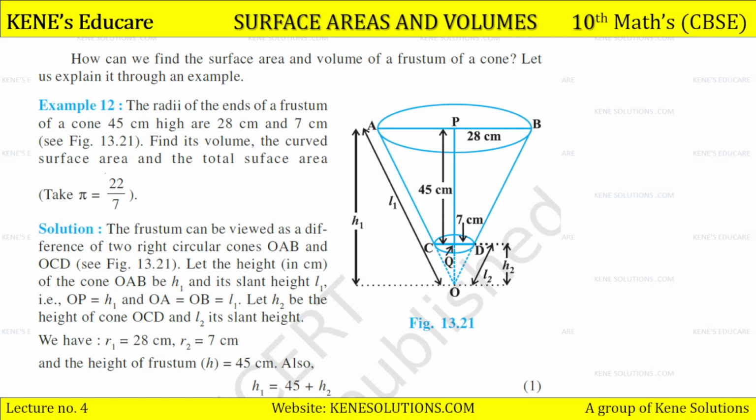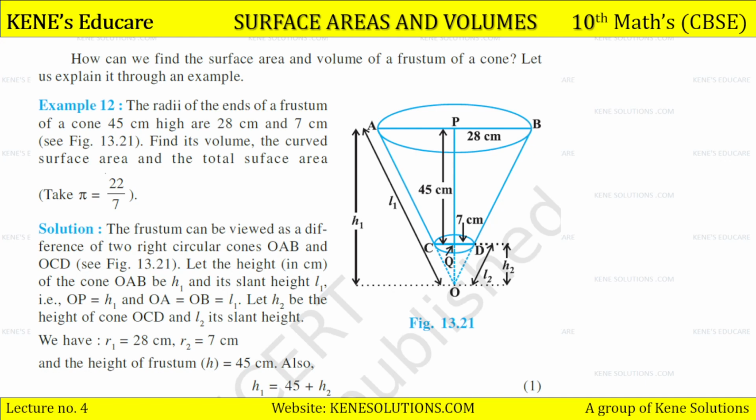Now, can we find the surface area and the volume of a frustum of a cone? Let us explain it through an example. So, example: the radii of the ends of a frustum of a cone are 28 cm and 7 cm, and its height is 45 cm. Find its volume, the curved surface area and the total surface area.